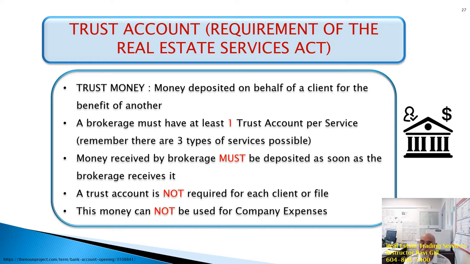Okay, the trust money, the definition of trust money is a money that's deposited or on behalf of a client for the benefit of another person. Okay, you don't need to know the definition. What you do need to know is that every brokerage must have at least one trust account per service, not one trust account per client or one trust account per file. It's one trust account per service. Remember, there are three types of services that can be offered by a brokerage. One is trading, that means selling houses, buying houses and stuff. And the other two are management of strata and management of rental.